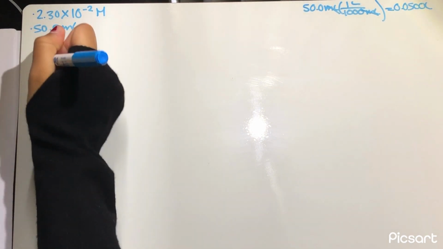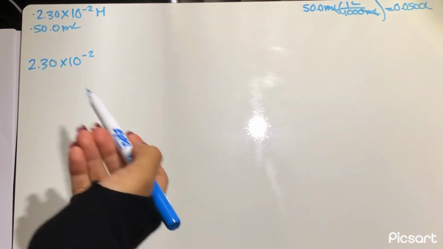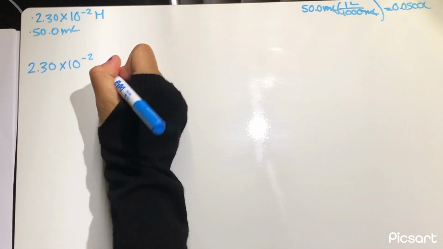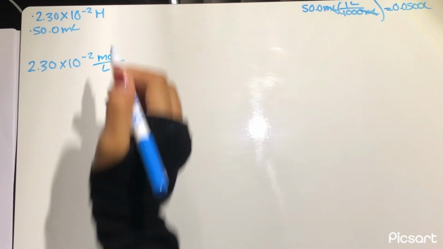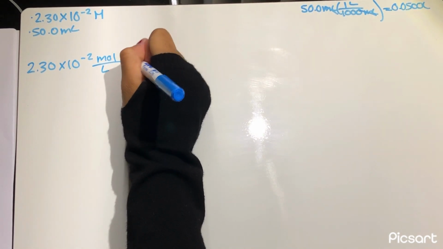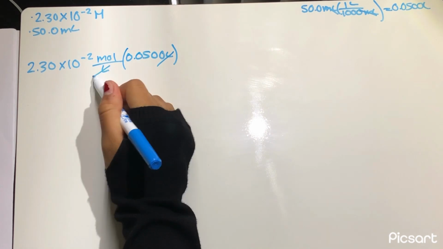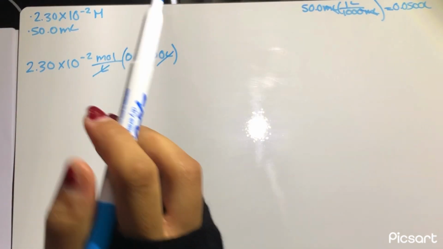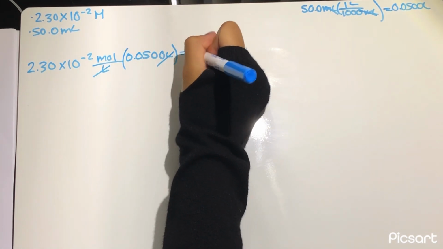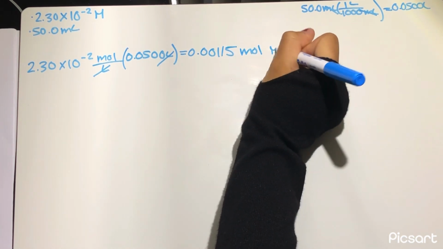So first we're going to use 2.30 times 10 to the negative 2. Since it's molarity, it's basically mole over liter. And since this is in milliliters, you're going to have to convert that into liters. I did it over here, so it's 0.0500 liter. We're going to plug that in over here. They both have liters, so you cancel both of those out, which leaves you with just moles. Once you multiply that, you get 0.00115 mole of Mobic.